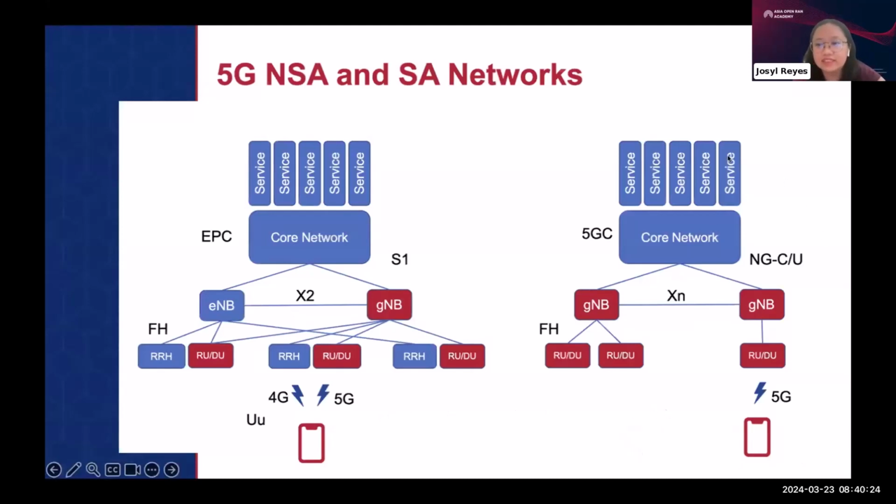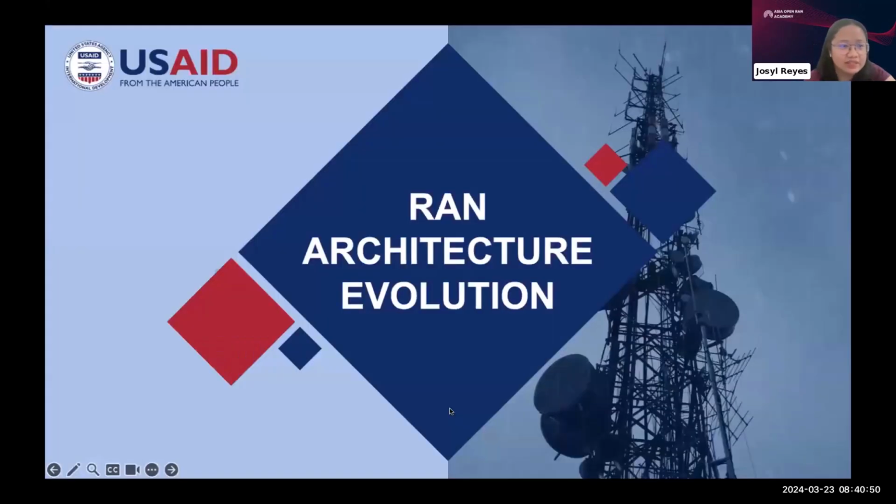And then for the standalone, it no longer relies on the 4G core network, but it's now by itself, standalone, and it uses different interfaces. Like as you can see here, it's now Xn, and this one is next generation control and user plane and things like that. So usually it's not an abrupt change. Okay, so that's like a review of the radio access networks.